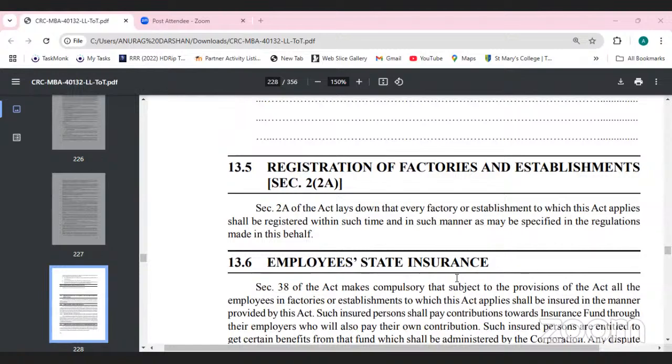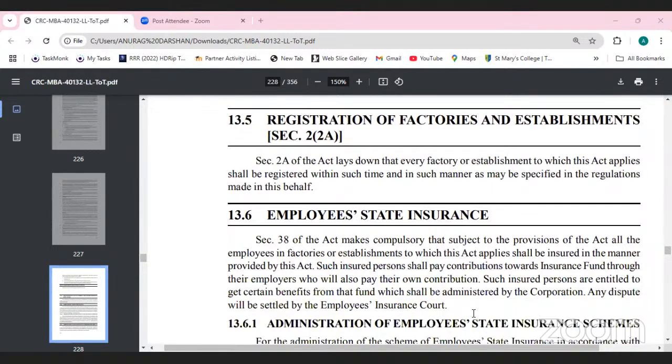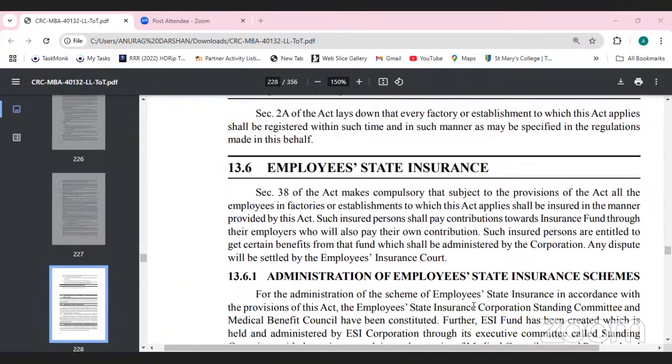Now, employee state insurance. Section 38 of the Act makes it compulsory that, subject to the provisions of the Act, all the employees in factories or establishments to which this Act applies shall be insured in the manner provided by this Act, and such insured persons shall pay contributions towards the insurance fund through their employers and will also pay their own contributions. Such persons will be called insured persons. Now, the administration of employees' state insurance schemes. For the administration of the scheme of the employees' state insurance in accordance.